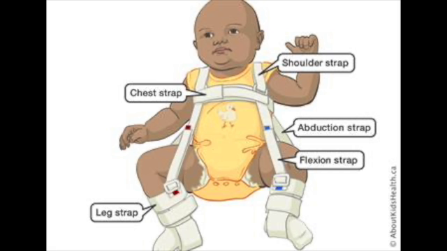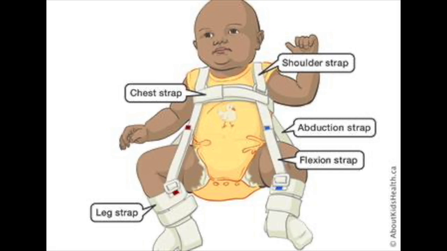Management, under 6 months of age, you want to use a Pavlik harness, and from 6 months to 2 years, closed reduction in the OR may need an arthrogram. Monitoring with routine hip radiographs until the child is skeletally mature may be needed.